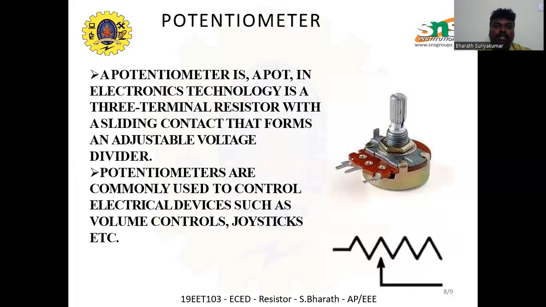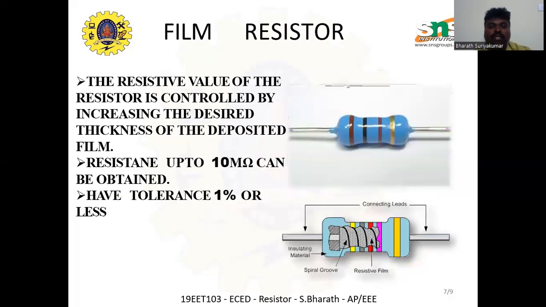The next one is the film resistor. The value of the resistor is controlled by increasing the desired thickness of the deposited film. Resistance up to 10 mega ohm can be obtained with this type of film resistor, with a tolerance of 1% or even less. It is made up of different layers: the resistor film, a spiral groove in the insulating material, and the connector leads.